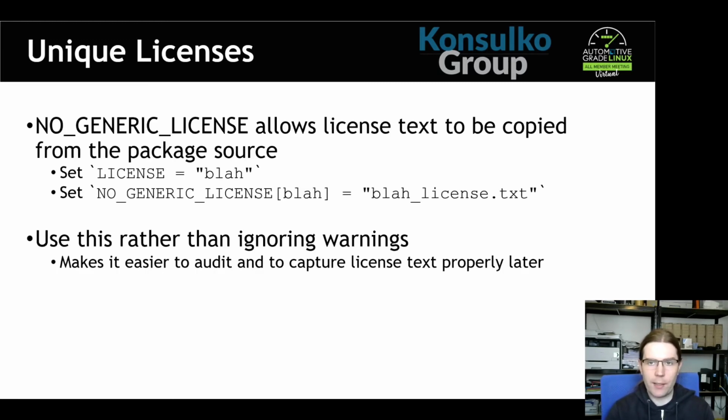If instead you have a proprietary license which only applies to one recipe, you can use the NO_GENERIC_LICENSE variable to flag this up. And that lets you include the license text from a source archive rather than having to put it in a common licenses directory. I would highly recommend using this rather than ignoring warnings about a particular license having missing license text. It makes it far easier to audit and to capture license text properly during the build.